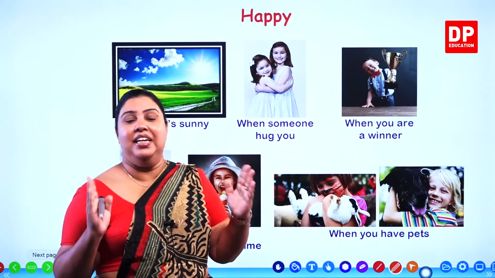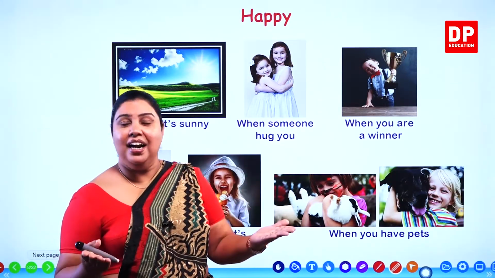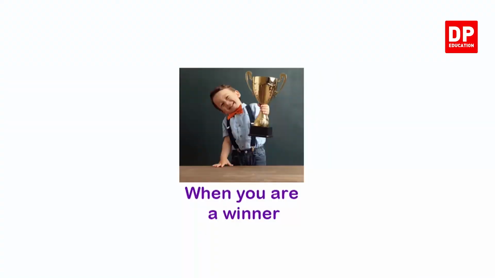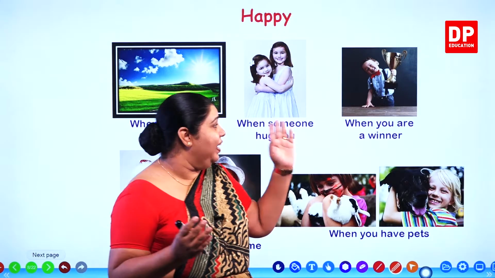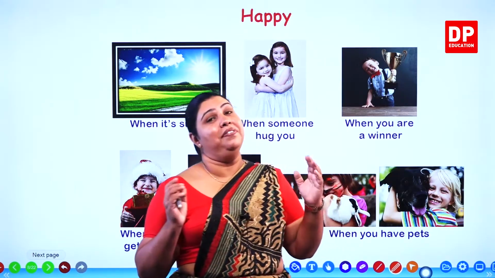When you are a winner, you will feel happy. Look at this little boy's face. Can you see? He is happy. When you are a winner, you will feel happy.